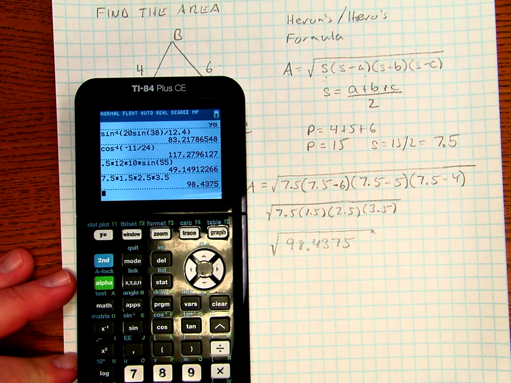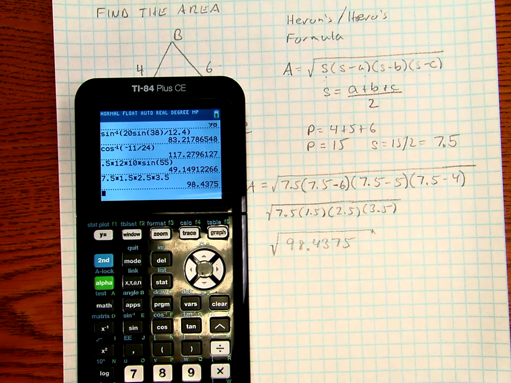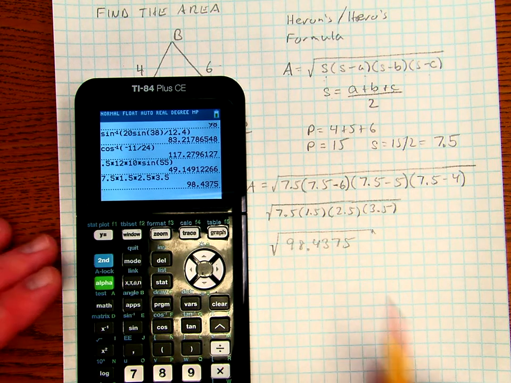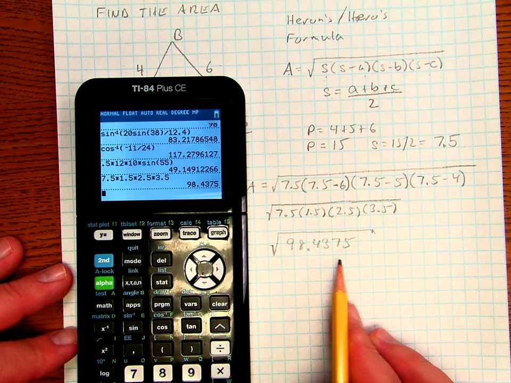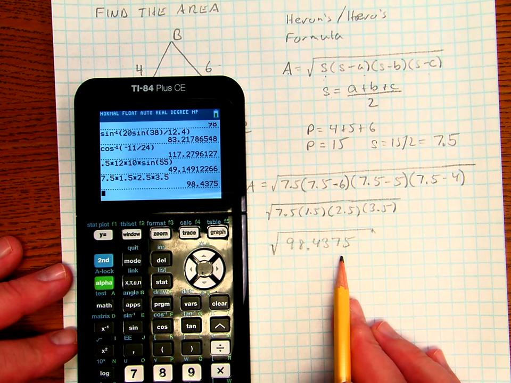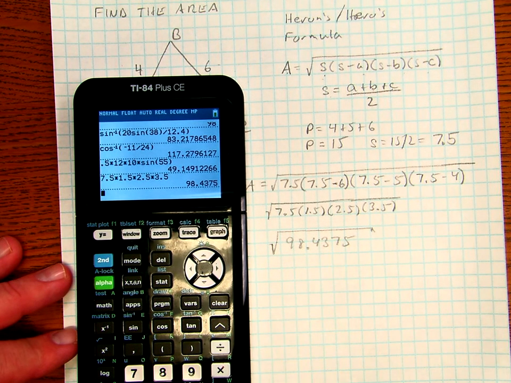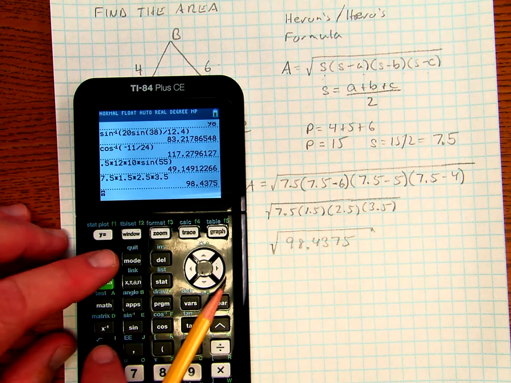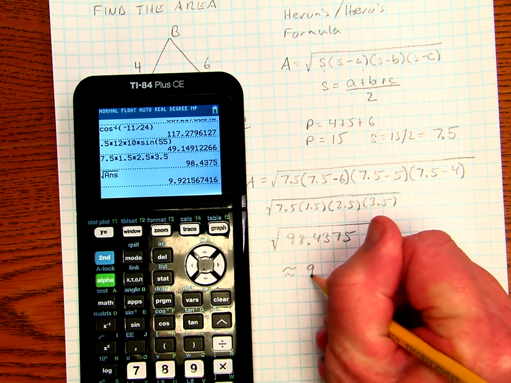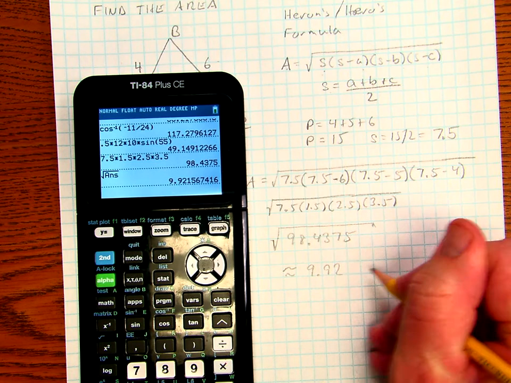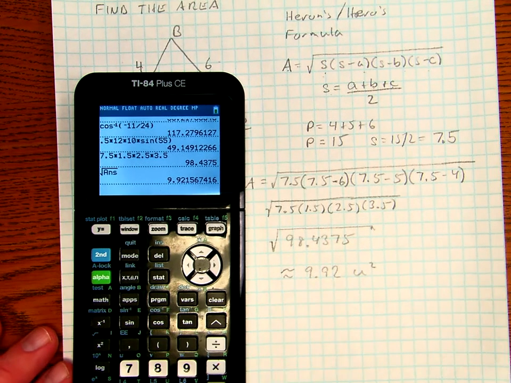Chances are a question like this, with that type of result, you wouldn't be asked to write it in simplest radical form. If that was like root 200 or something nice and clean that you could write as a 10 root 2 or something like that, then it would probably be fair game to be asked to write that in an exact radical form or a reduced exact radical form. Something like this, it's probably going to be a decimal approximation. So we're looking at about 9.92 square units for the area.